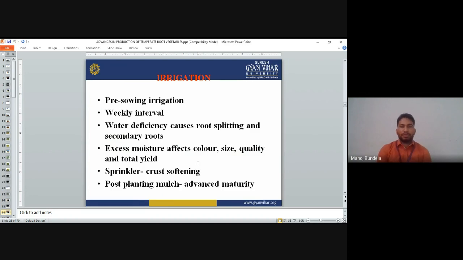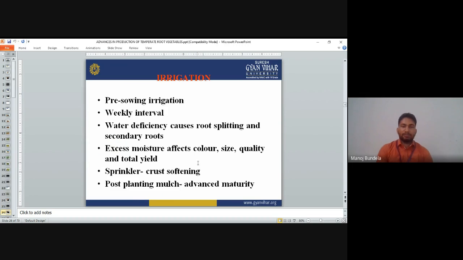Irrigation. Pre-sowing irrigation has to be applied, and we irrigate the crops at weekly intervals. Water deficiency causes root splitting and secondary roots. If we do not apply water at the right time, roots start splitting and secondary roots develop, which consumers do not accept. Excess moisture affects the color, size, quality and total yield. Sprinkler irrigation is used for crust softening.